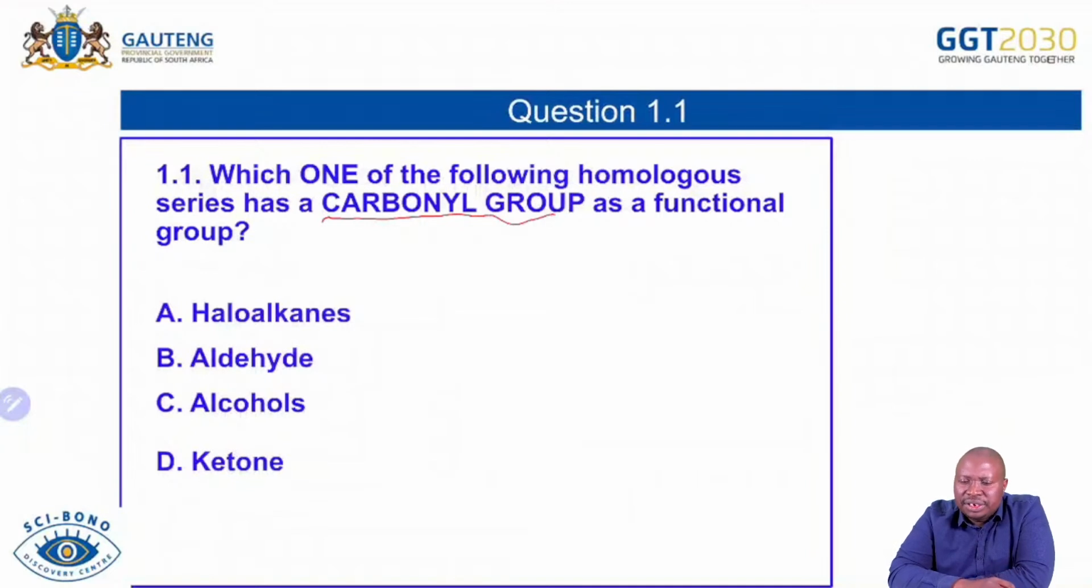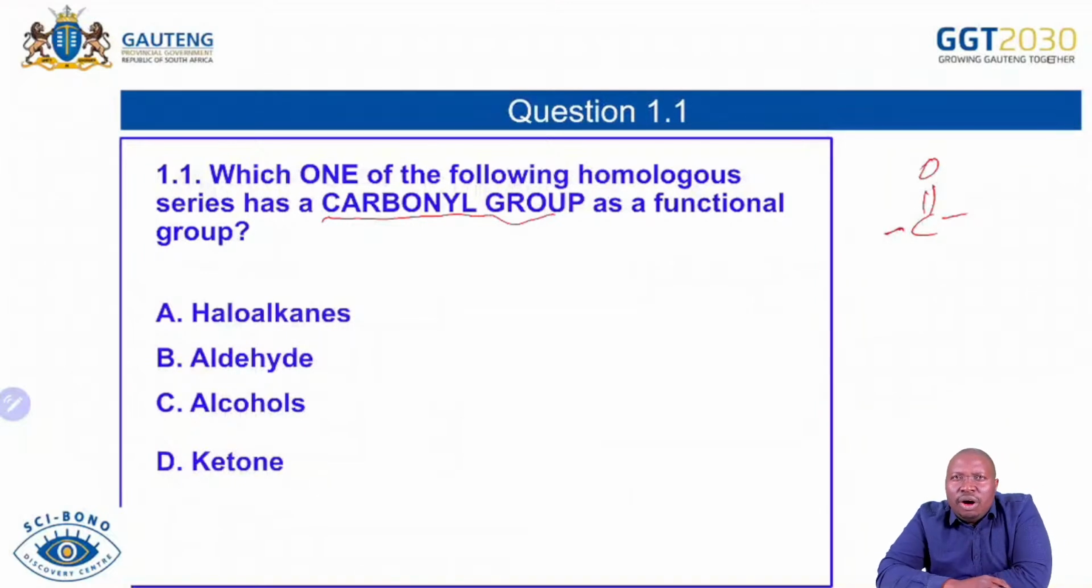Some of these functional groups, like a carbonyl, are named as carbonyl group. You have others named as formyl group, hydroxyl group, carboxyl group, and all that. So know the names of each of those homologous series, because this question is based on that: which one of the following homologous series has a carbonyl group. The majority of learners think that every structure that has a C double bond O will be referred to as a carbonyl, of which most of the time you'll find that you are not correct.